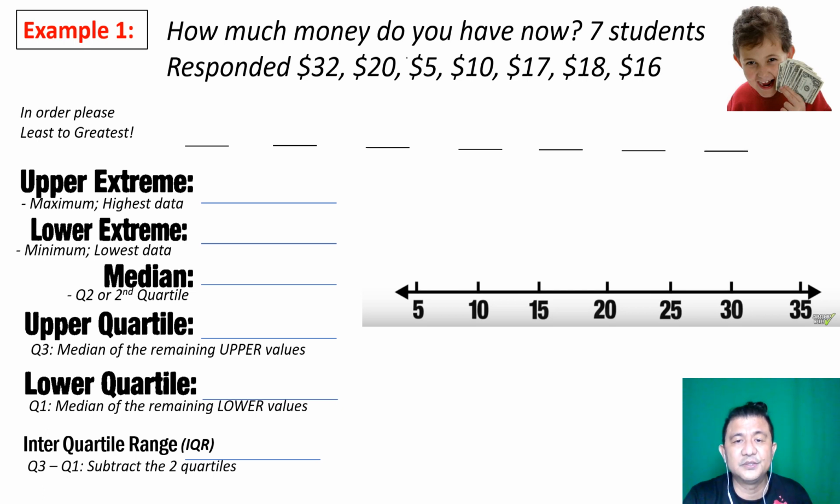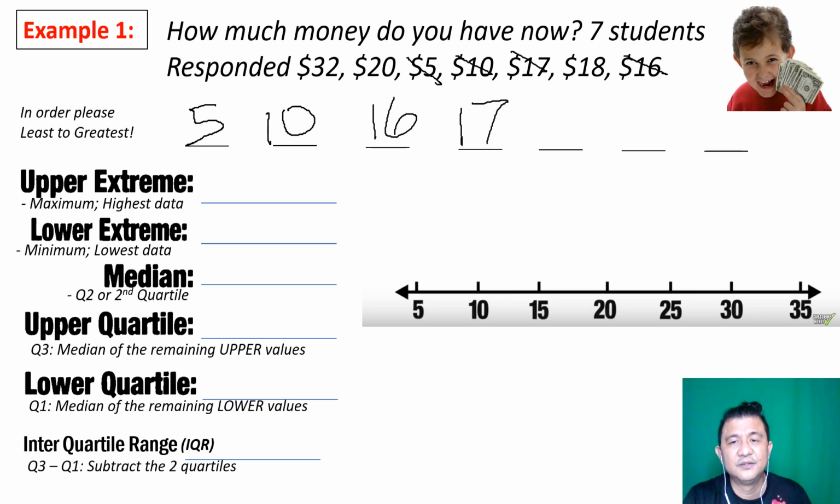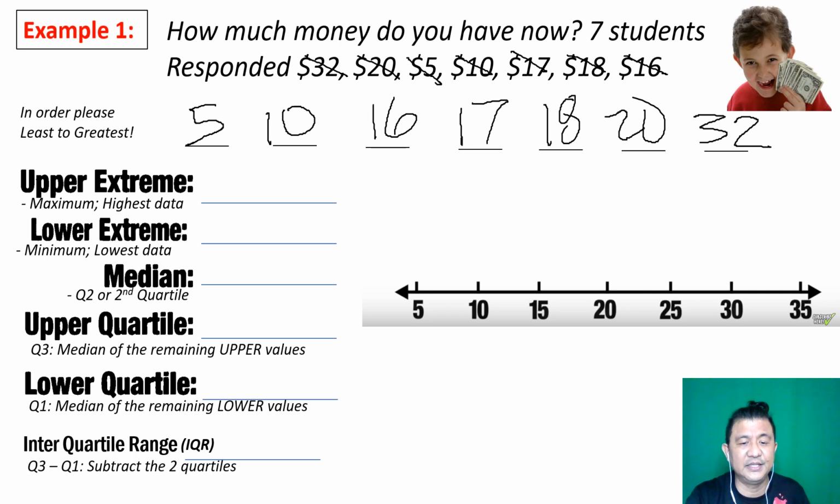Let's just copy the numbers. The lowest number is $5, followed by $10, followed by 16, followed by 17, followed by 18, followed by 20, and the biggest number is 32. All right, so once you know that, you will need 5 data points. What is a data point? Those are the 5 pieces of information that you need to make a box and whisker: the upper extreme, the lower extreme, the median, the upper quartile, and the lower quartile.